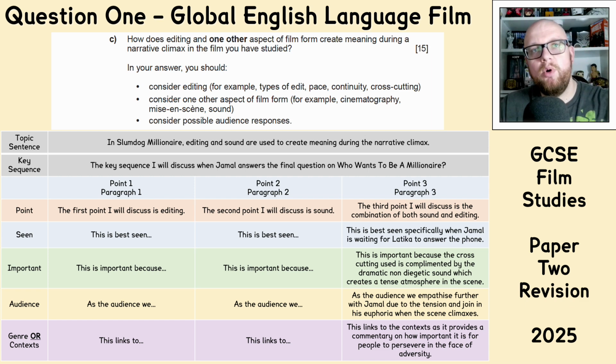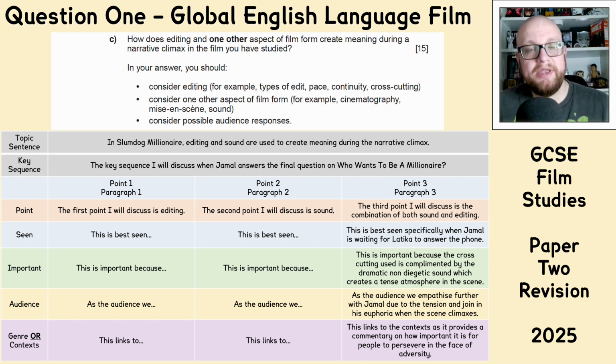So in paragraph 1, you would talk about editing. So you would pick a technique of editing. You would say when it's best seen, say how it's important, say what meaning it creates for the audience, and then how that links to the genre or the context. And then you do the same thing for your next piece of film form, which in this case is sound.